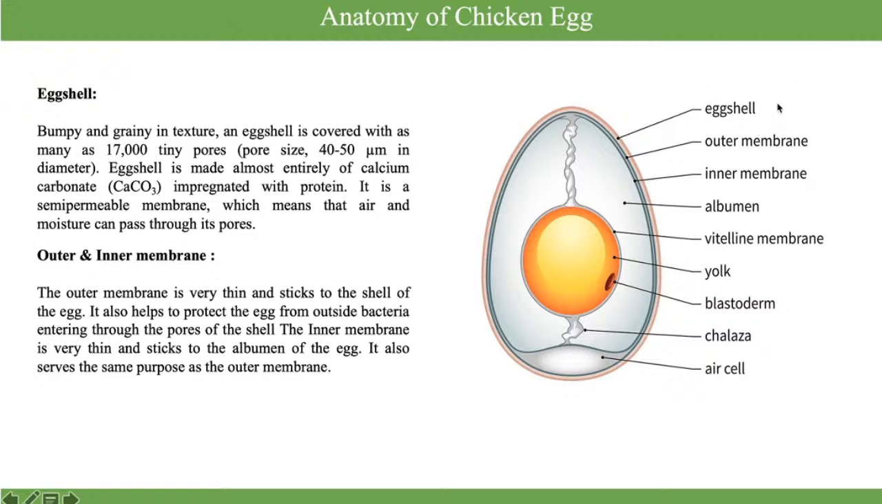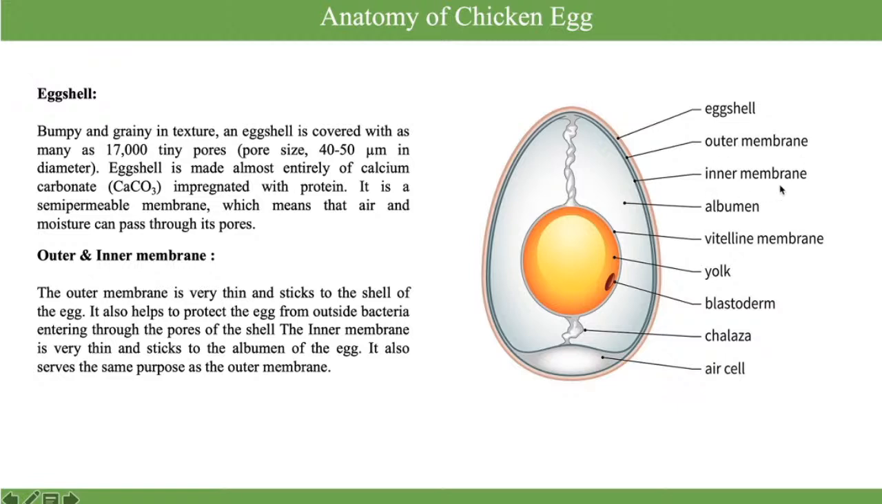Let's begin with the first part, that is eggshell, the outer brown boundary you can see. So the egg shell is actually bumpy and grainy in texture when you touch and feel with your fingers. There are thousands of pores present, and according to some books, the amount of these pores is almost 17,000. This egg shell is made up of calcium carbonate impregnated with proteins. And it is a semi-permeable membrane, which means that the air and the moisture can pass through these pores.